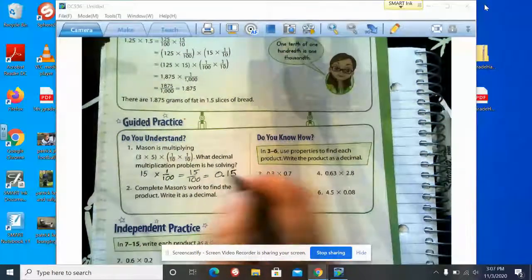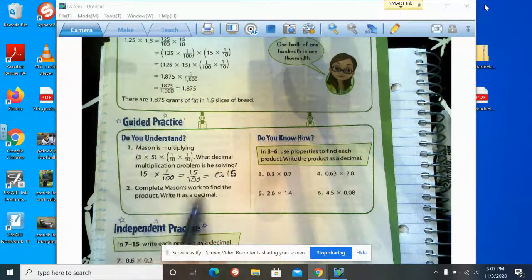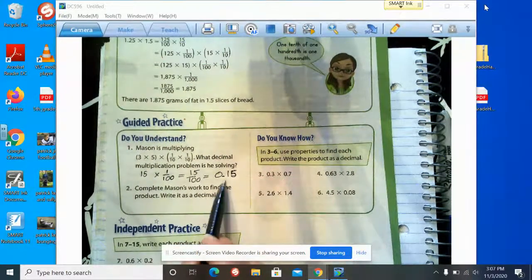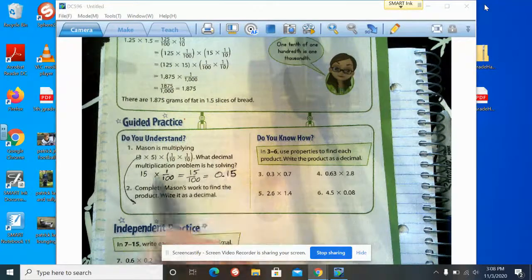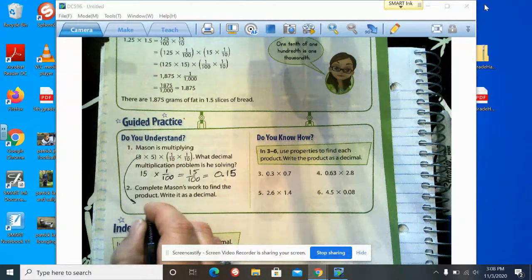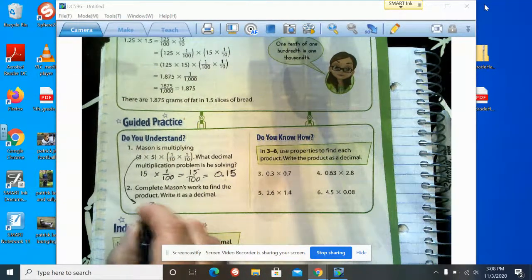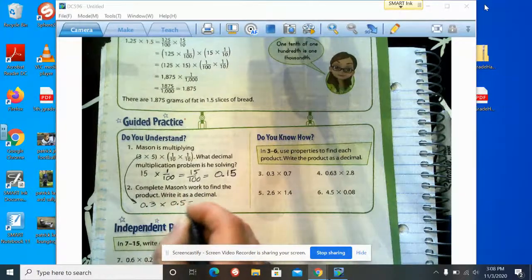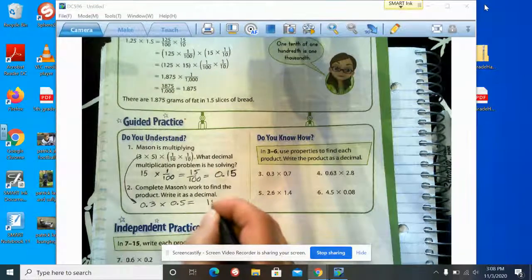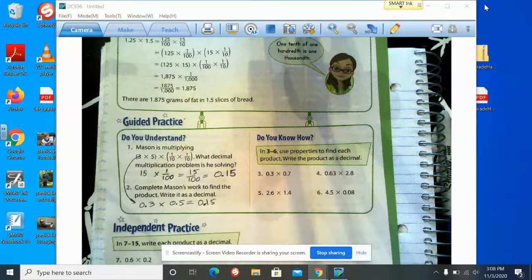I just actually answered number 2 as well. Complete Mason's work to find the product, write it as a decimal, which is what I did here. Sorry about that, I'm going to mix these up. It says what decimal multiplication problem is he solving? So it would actually be 3/10 times 5/10, which gives us 15/100, which we have there.